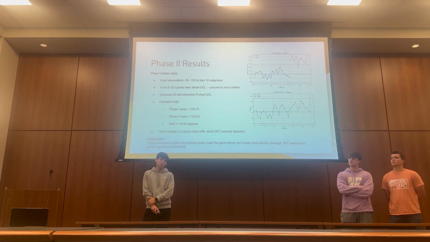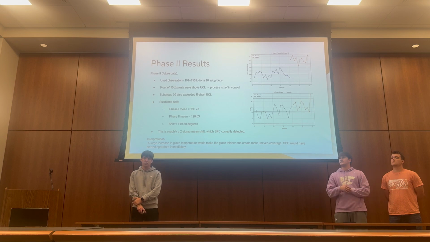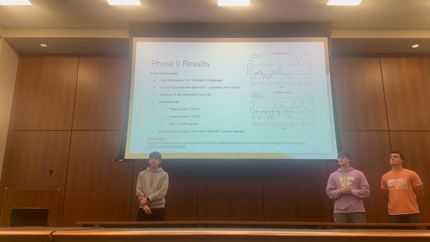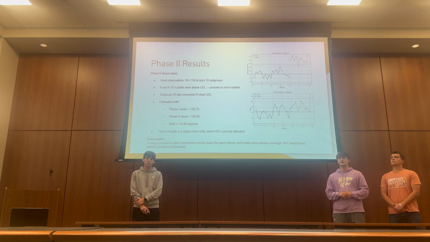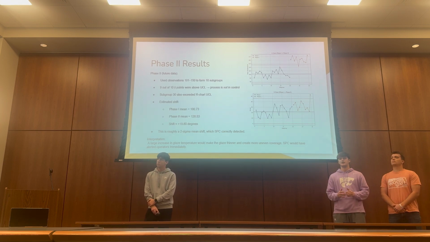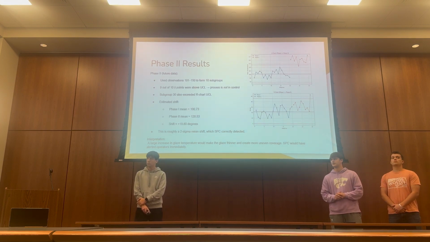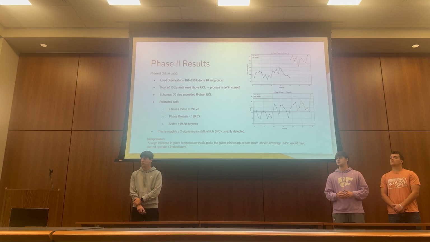So moving on to phase 2 results. We did observations 101 to 150. As you can see, the phase 1 mean was 173. Phase 2 ended up being 120.53. It's about a 19.8 shift, roughly a 2 sigma mean shift, which SPC correctly detected.